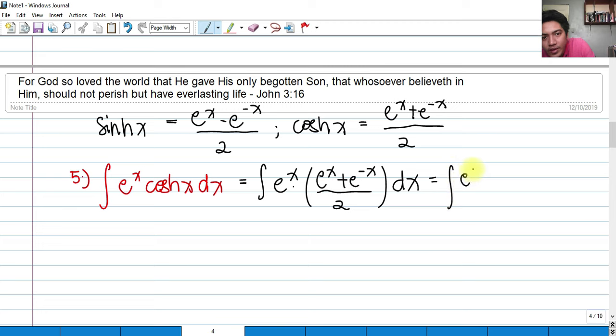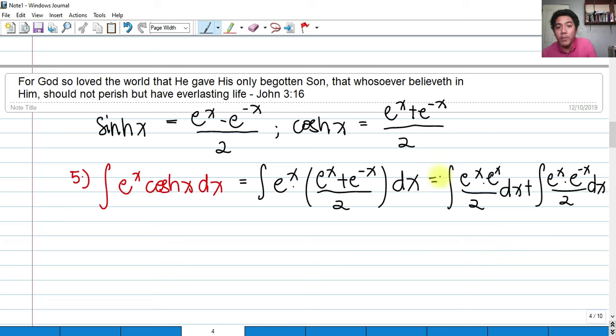We have e raised to x multiplied by e raised to x over 2 dx, plus the integral of e raised to x multiplied by e raised to negative x over 2 dx. I've already used the property of integrals wherein we can distribute the dx as well as the integral sign. By laws of exponents, these two would become e raised to 2x over 2 integral dx, plus e raised to x multiplied by e raised to negative x.